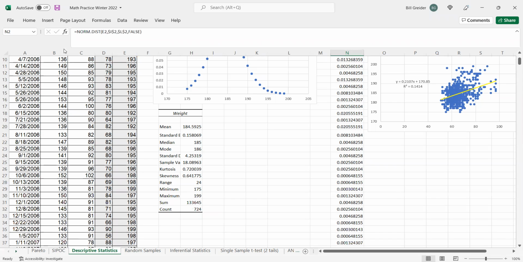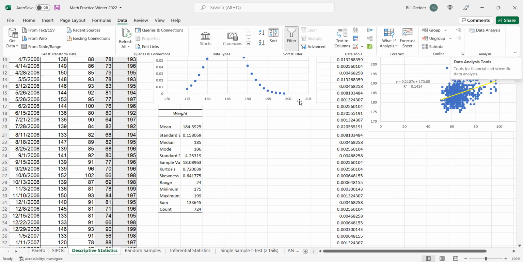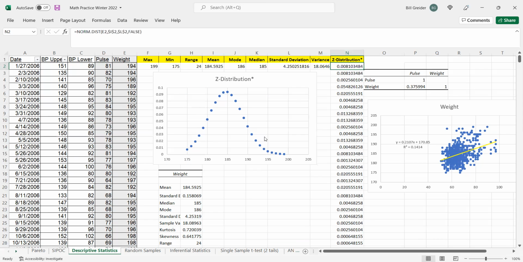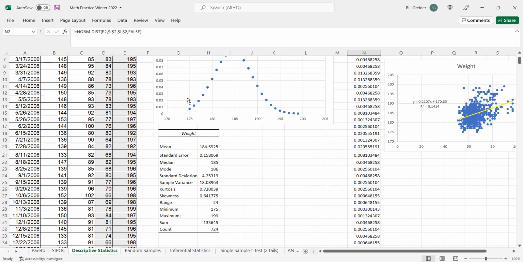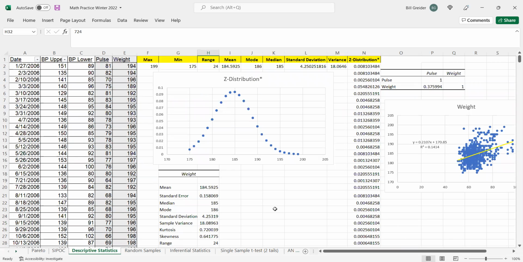The other thing we did was use the data pack, which is the data analysis pack here, in order to give us a lot of those same descriptive statistics. So you can see here, mean, and I'll widen it up a little bit. Median, mode, standard deviation, variance, min, max, and the count, 7724.